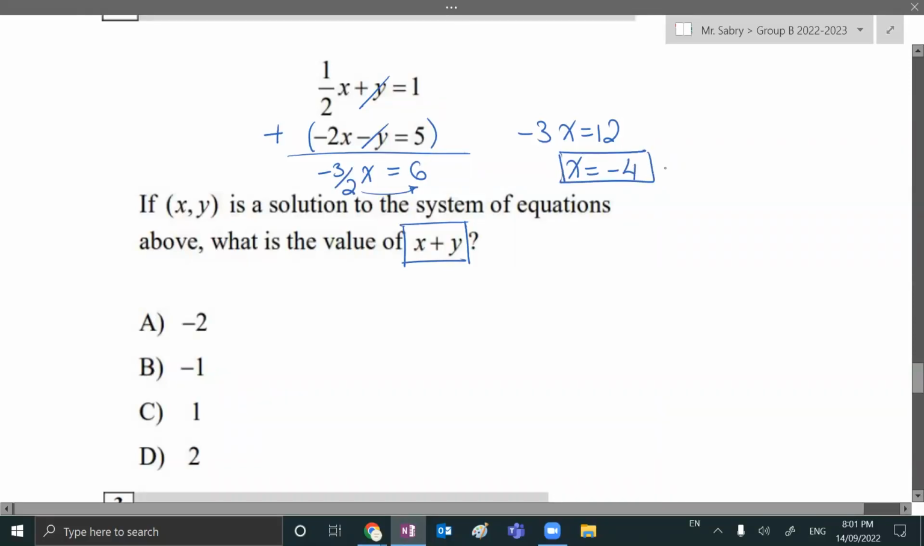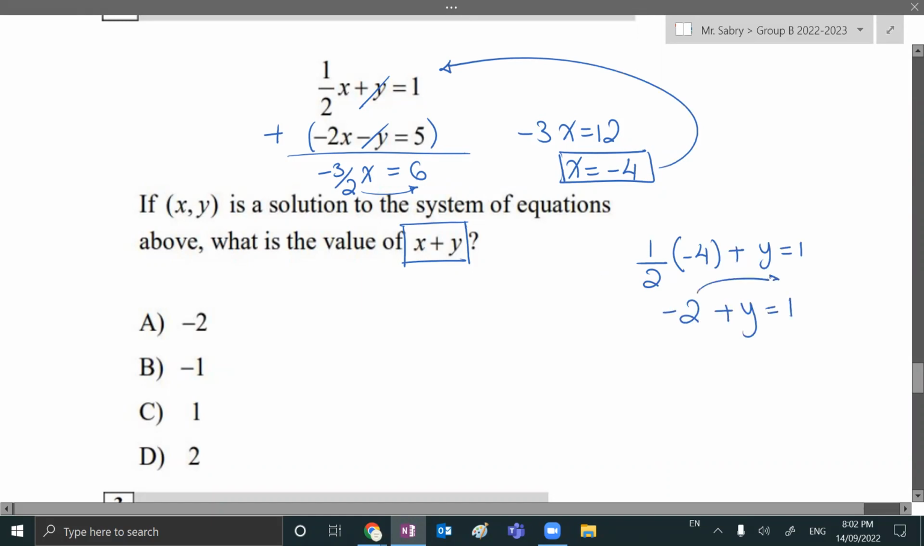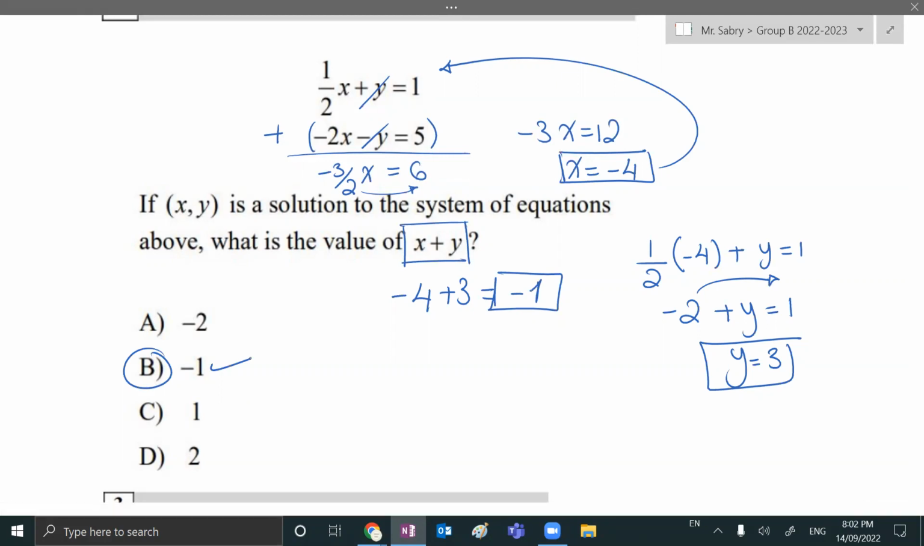Once I have the value of x, I can substitute in any of them to find y. So I'll substitute here. Half multiplied by the negative 4 plus y is equal to 1. Half times negative 4 is just negative 2. Move the negative 2 to the other side, so I'll have y equals 3. I now have the value of x and y. I just need to add the x plus the y, and that should give me negative 1 as the final answer, because that's what they wanted me to find. Are we clear on this one? Yes. Awesome.